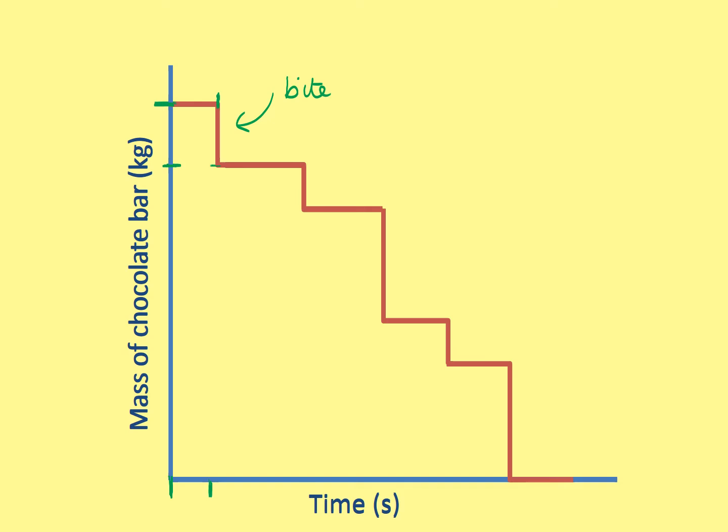Now, there's another period of time here, between here and here, where the mass of the chocolate bar stays the same. That must be when they're chewing or something. And then here again, the mass decreases. So this must be another bite. Then we've got a period of time where the mass stays the same. Nothing is happening to the mass, but time is still going on. So they must be using that time to do some chewing of the lovely chocolate bar.